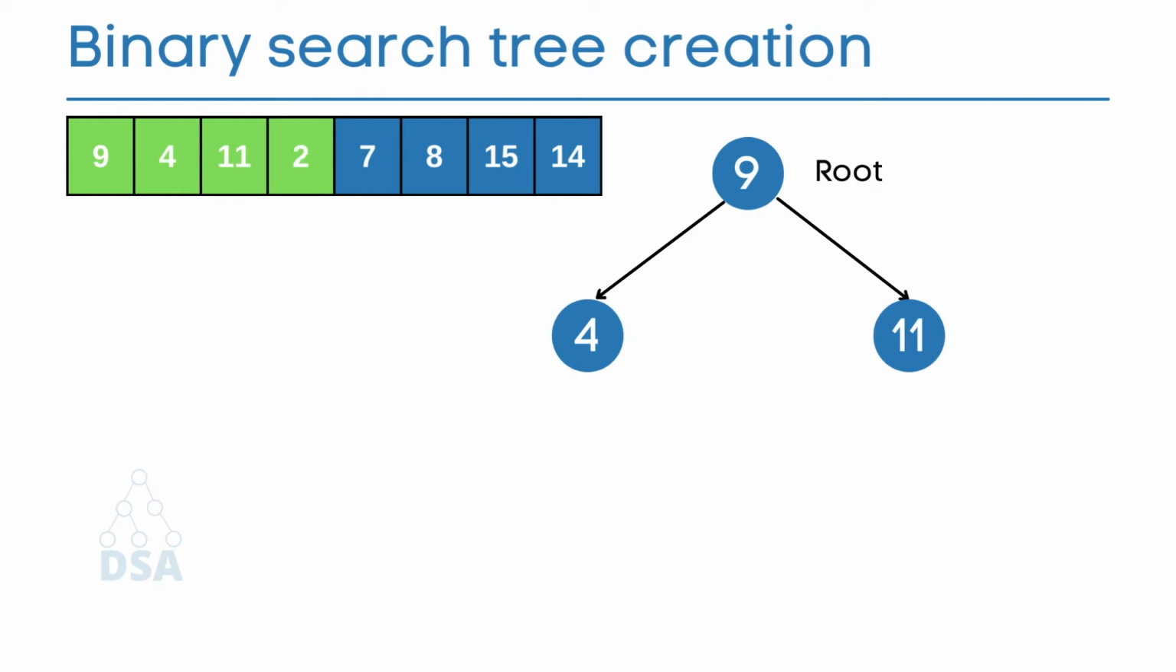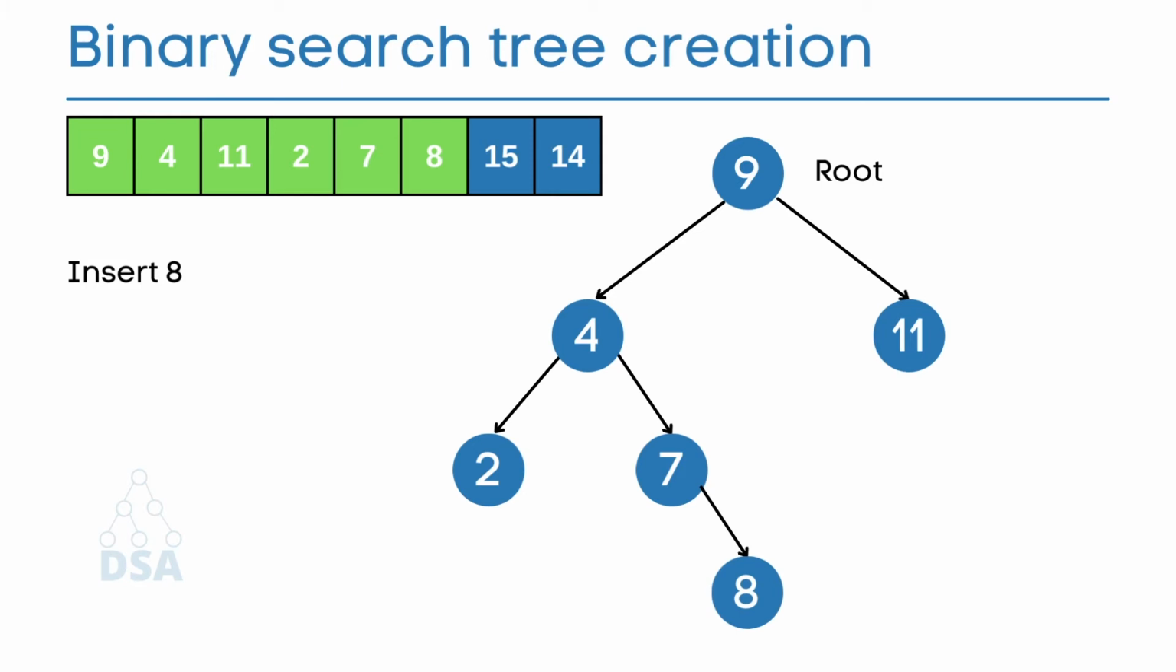Next is 2, and 2 is smaller than the root value, so it will be inserted in the left subtree. In the left subtree we have already inserted 4 as the root, and 2 is less than 4, so it will be inserted as the left child. Next is 7. 7 is less than the root, so it goes to the left subtree, and it is greater than 4, so it will be inserted as a right child. 8 is less than the root, so it goes to the left subtree, and it is greater than 4, so it goes to the right child, and it is again greater than 7, so it is inserted as the right child of 7.